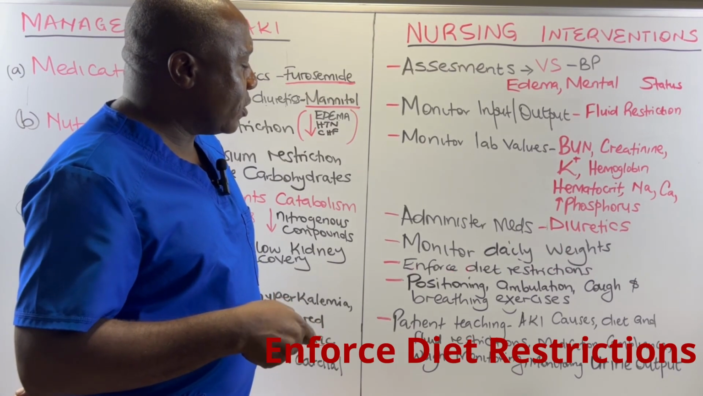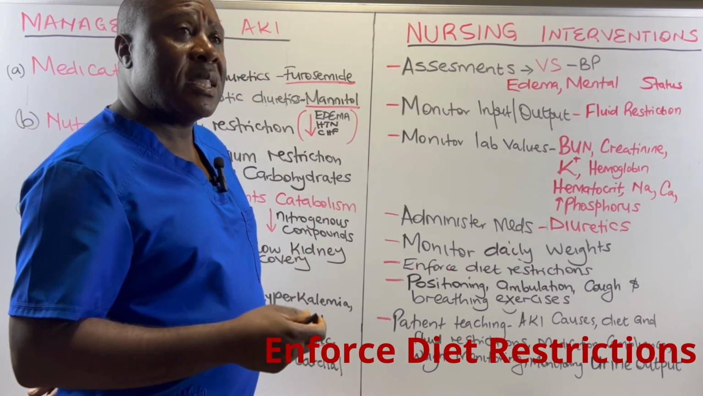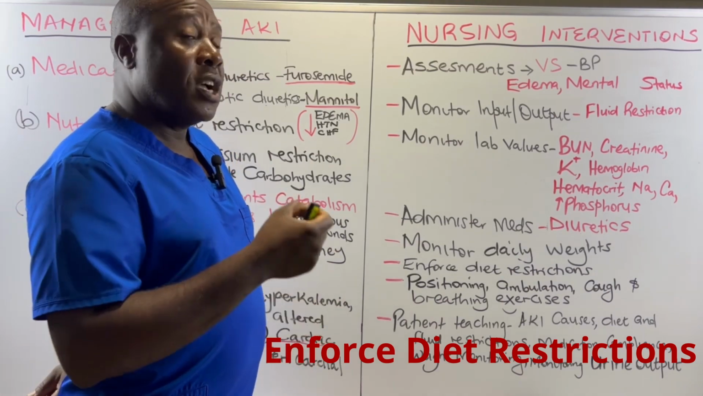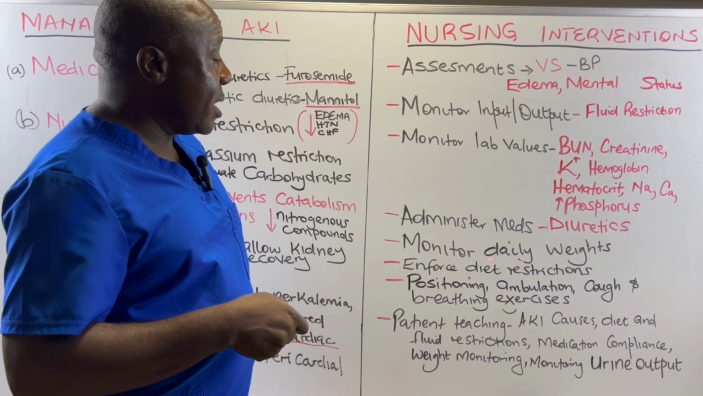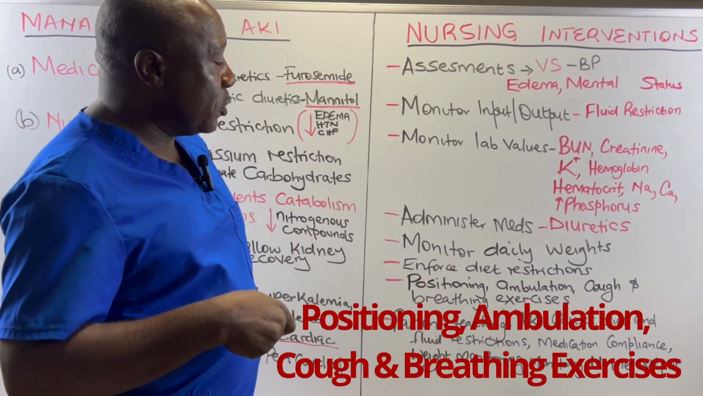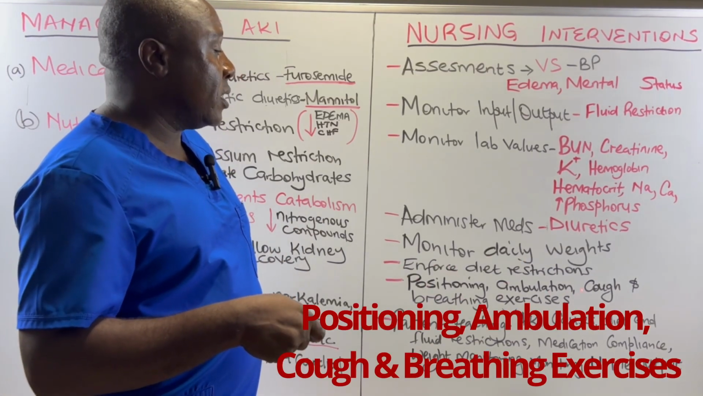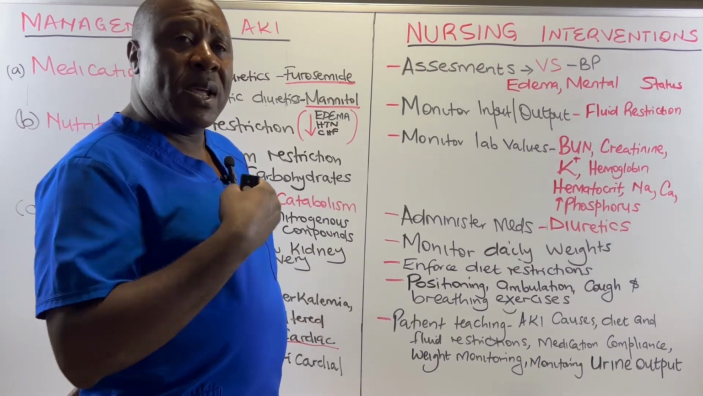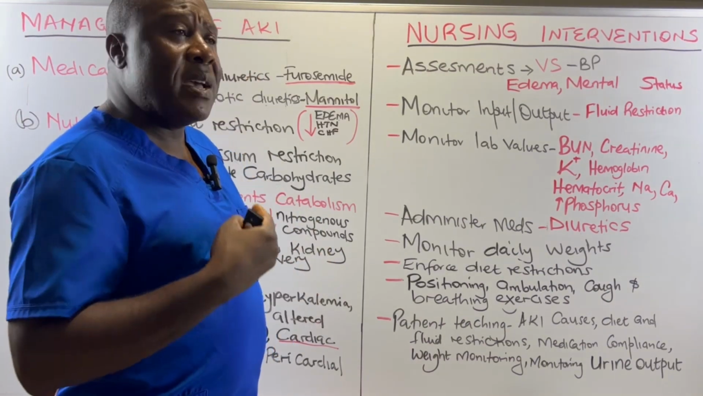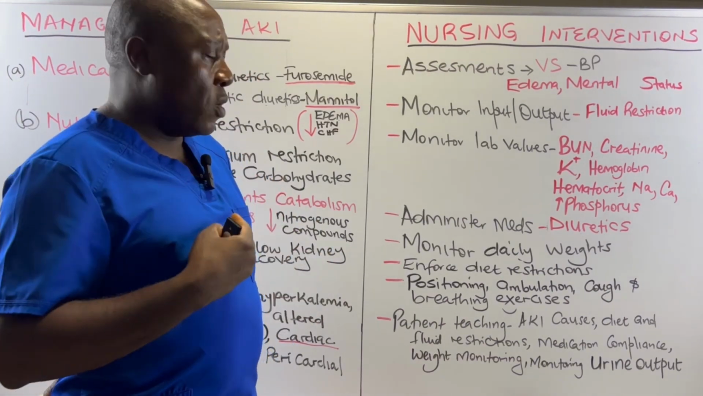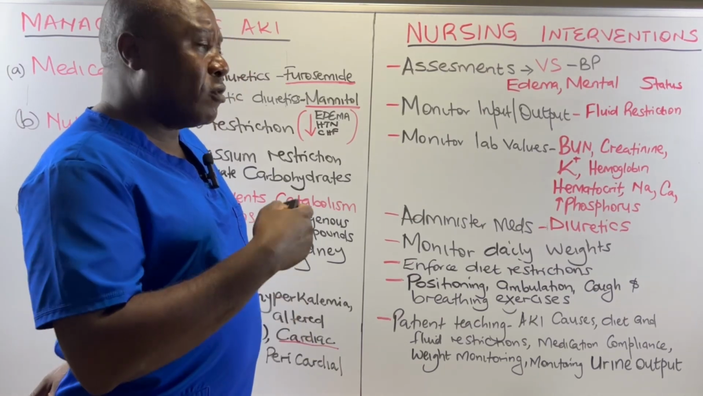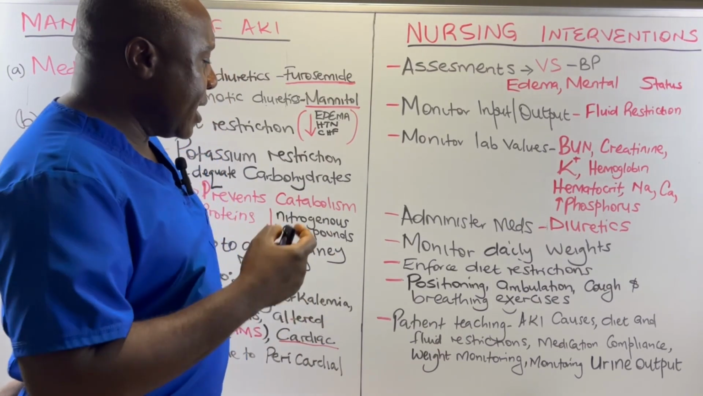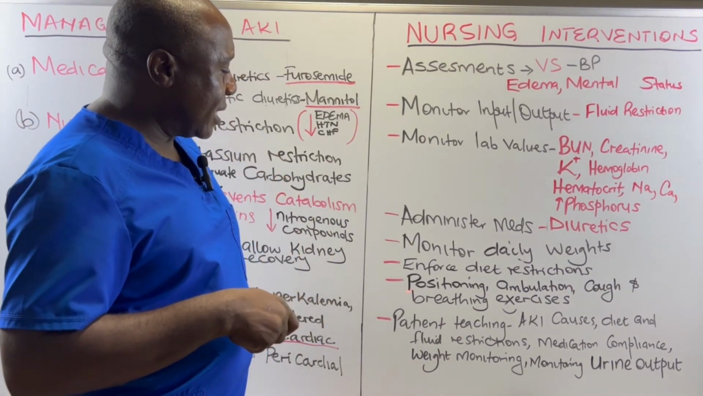We also enforce the diet restrictions. Remember, we said the patients are going to have sodium restrictions, potassium restrictions, so we ensure that those diet restrictions are adhered to. Nurses also help in positioning of these patients, ambulation of the patients, cough and breathing exercises. Remember, we might have fluid that accumulates in the lungs, and this may affect the breathing of this particular patient. So we have to position them, we have to ambulate them, we have them perform cough and breathing exercises to try and deal with that particular problem.